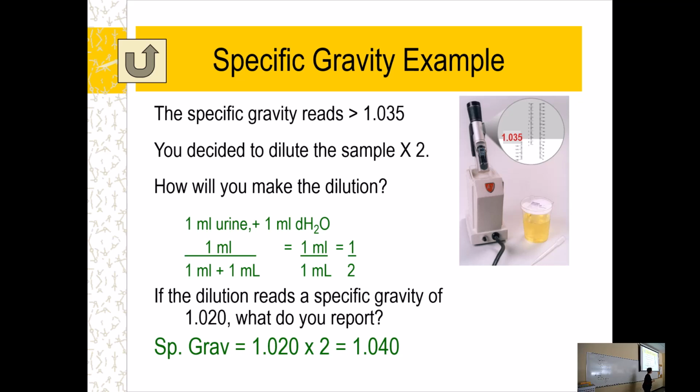So here's an example. Our specific gravity reads at 1.035, so we have to dilute it. We decide to dilute the sample times 2. So we're going to take 1 ml of urine and 1 ml of deionized water, which is a 1 to 2 dilution. You guys have all had math. You should know that now, right? If the dilution then reads a specific gravity of 1.020, we're going to take this last 3, multiply it by 2, and now the reading is actually 1.040.